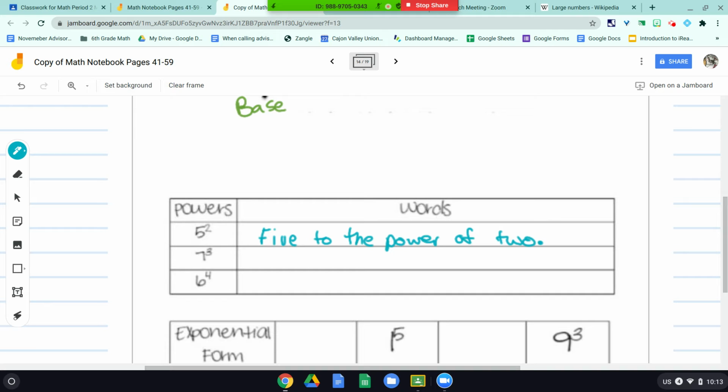So if that is 5 to the power of 2, what's the next one? How could we write that one in words? What do you guys think? 7 to the power of 3. That is correct. 7 to the power of 3. That's perfect. And then our final one below, how would we write that power in word form? 6 to the power of 4. That is right.